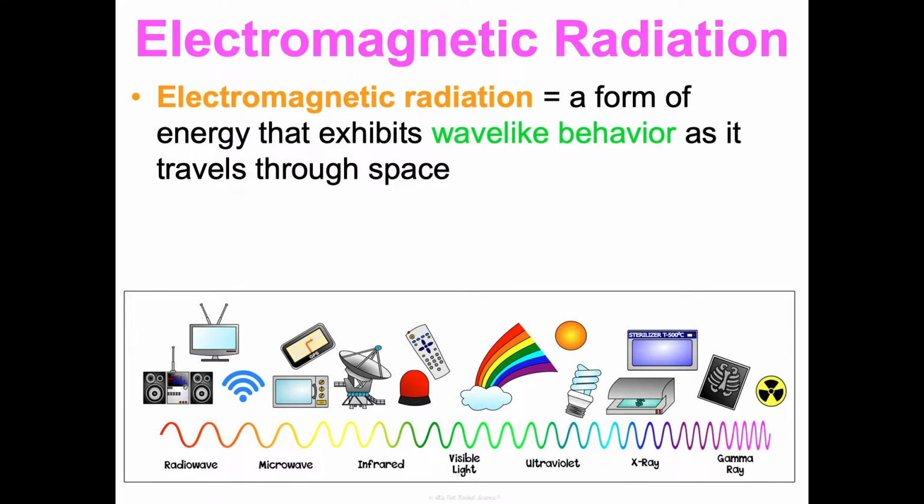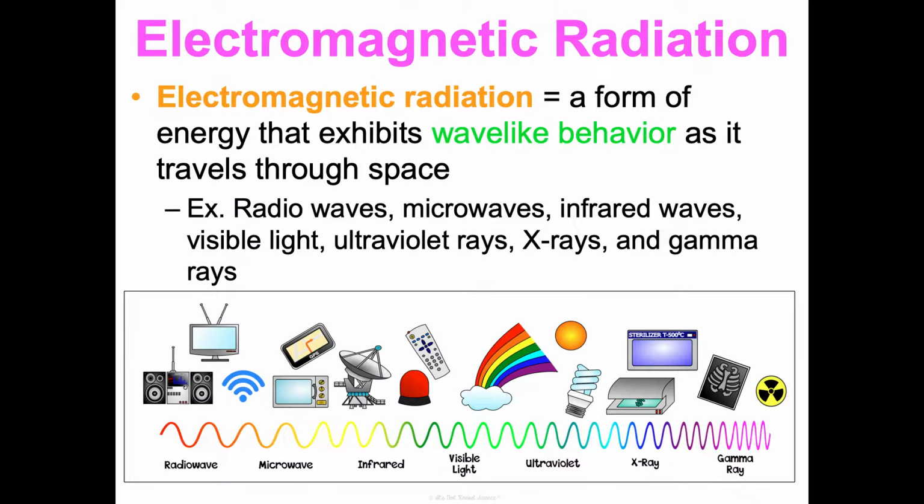It's a form of energy that exhibits wave-like behavior as it travels through space. So we're talking about light here. And there's different forms of electromagnetic radiation. There's different forms of this light energy. There are radio waves, microwaves, infrared waves, visible light, ultraviolet rays, X-rays, and gamma rays. I think often when we think of light, we're just thinking about visible light that we can see, but there's so many other things that are included in this. And they're referred to as electromagnetic because they have both electrical and magnetic properties. So that's where that electromagnetic comes from. Okay, so this is what we're seeing here.